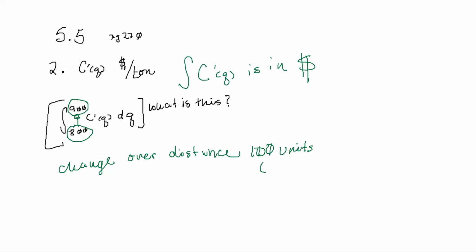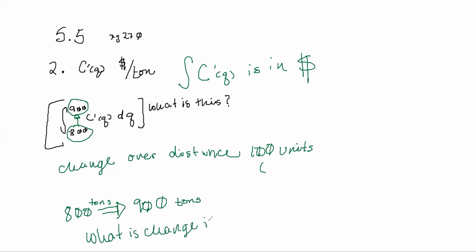And so this integral is expressing basically what that would be. So if I go from 800 tons to all of a sudden I'm making 900 tons, what is that going to do to my price? Or cost, not price, but cost.